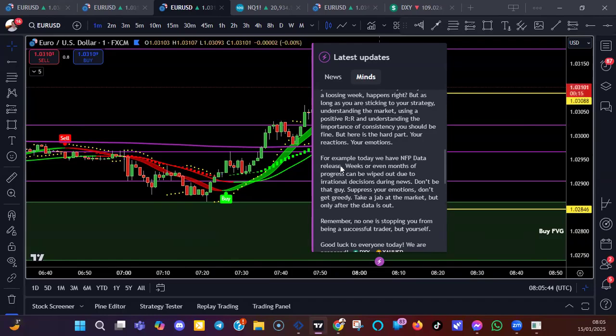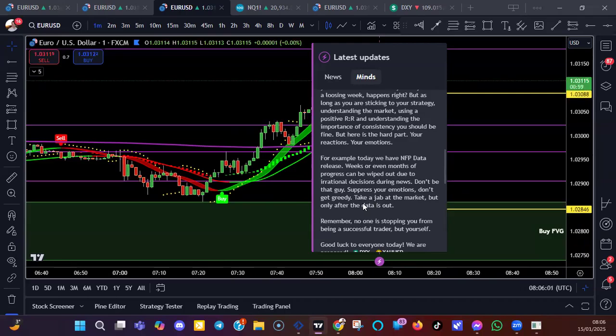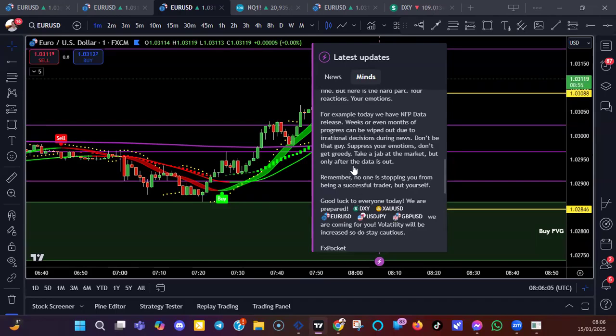For example, today, the non-farm payroll data release, weeks or even months of progress can be wiped out due to irrational decisions during news. Well, we don't trade the news anyway. Don't be that guy. Suppress your emotions. Don't get greedy. Take a jab at the market, but only after the data's out. Remember, no one is stopping you from being a successful trader but yourself.